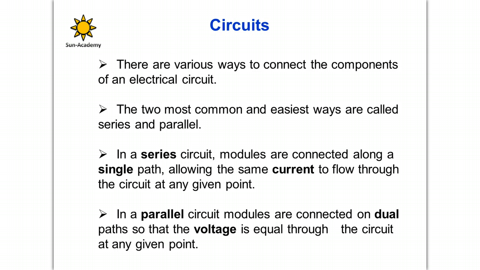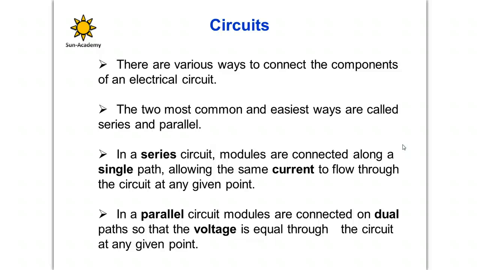There are two ways to connect the components of an electrical circuit. The two most common and easiest ways are called series and parallel. In a series circuit, modules or components are connected along a single path, allowing the same current to flow through the circuit at any given point.